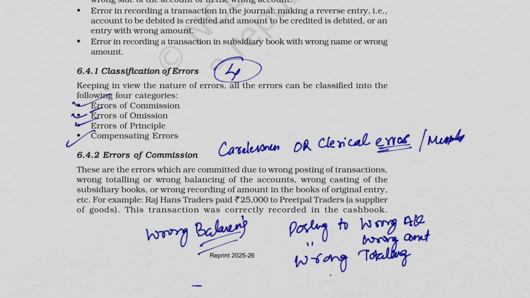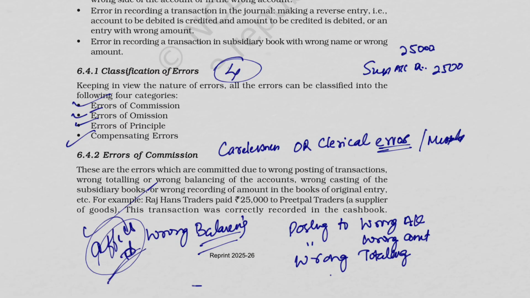For example, we had to make payment to supplier rupees 25,000, but we have posted it as supplier account debit rupees 2,500. We forgot a zero here. So this is an error of commission. These errors basically affect the trial balance.